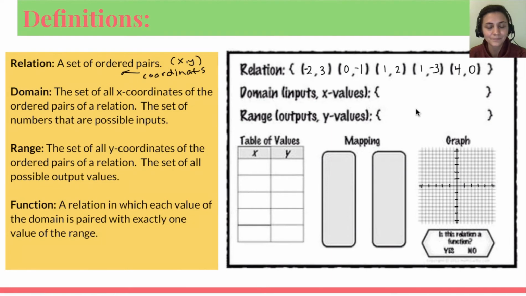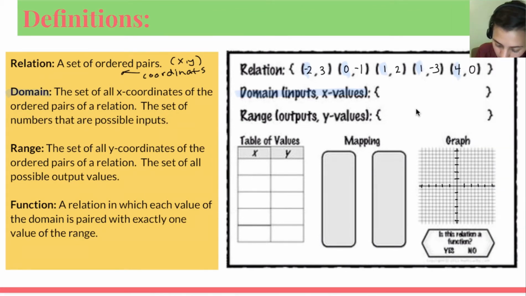So you can see on the right we have that relation that is 5 ordered pairs, or 5 coordinate points. And then the domain is the set of all x coordinates of the ordered pairs of a relation, the set of numbers that are the possible inputs. So in the case that we have to the right, the domain are the possible inputs. I'm going to write them all out. So I'm just going to look at all my x values for the domain. And if you really need color coding, I'll color code it for you. So I'll highlight these in blue. There they are. Those are my possible inputs.